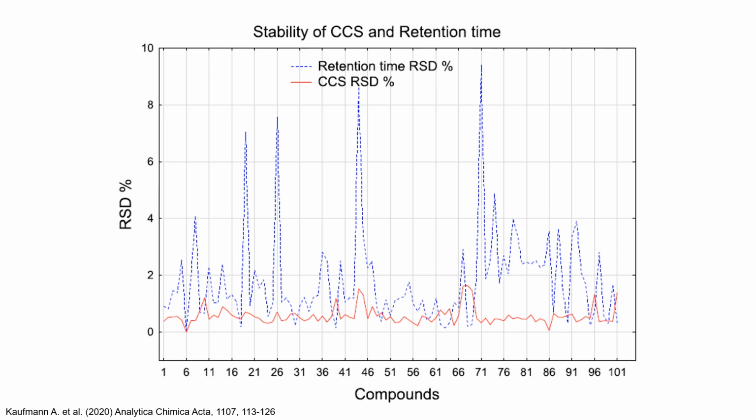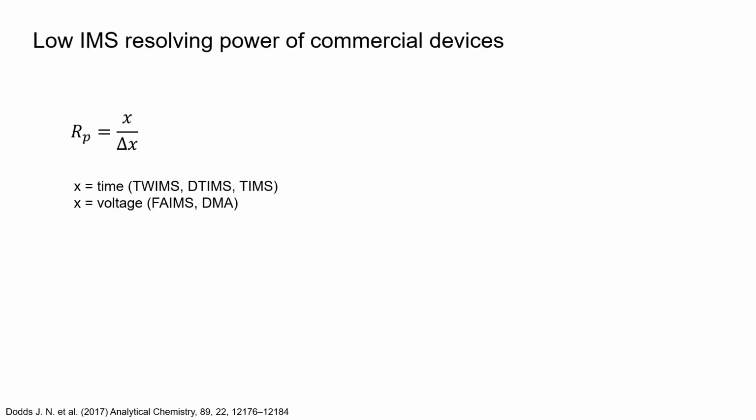Here I repropose a figure from the same scientific article of Kaufmann that I cited before, where he plotted the relative standard deviation of CCS and retention time during a period of 2 months for over 100 veterinary drugs. It is evident that the CCS is much more robust. The problem that all ion mobility systems suffer, I'm afraid, is the poor resolving power.